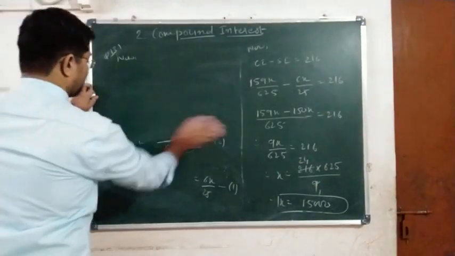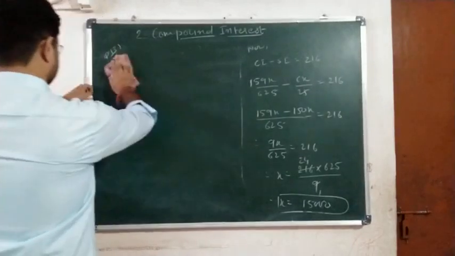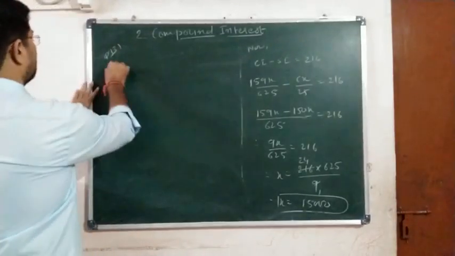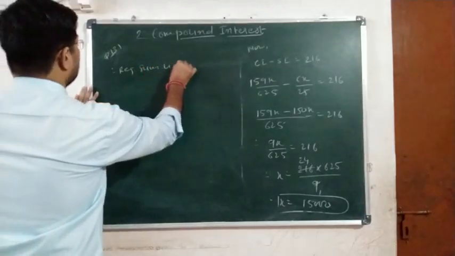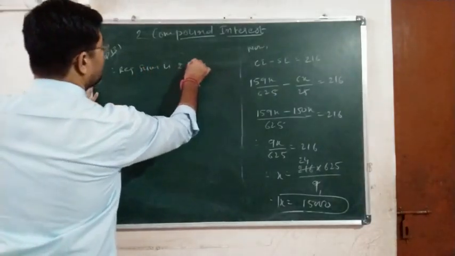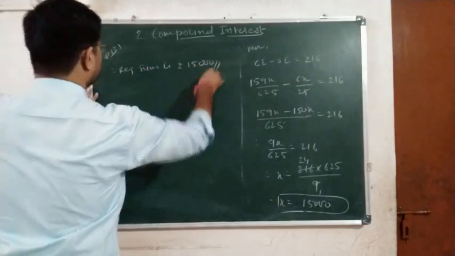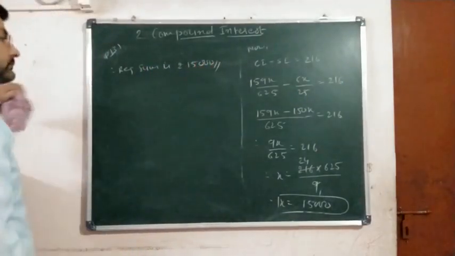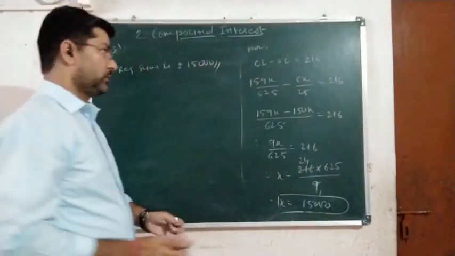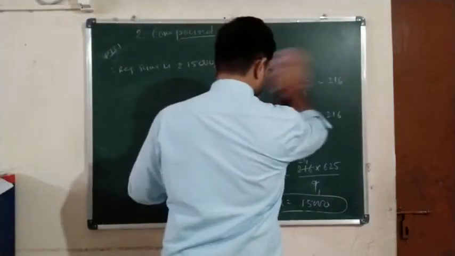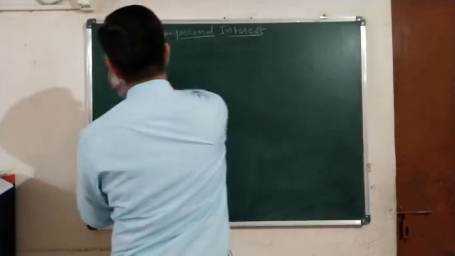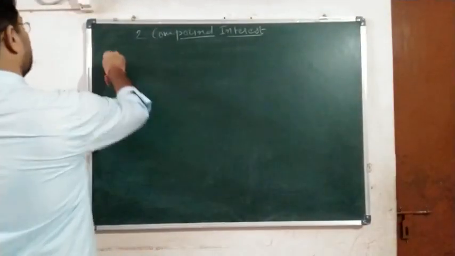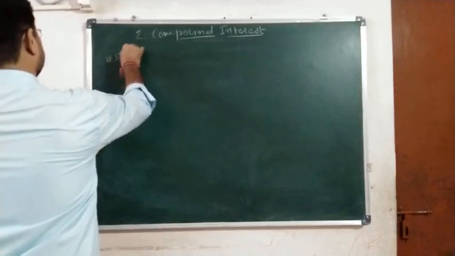And therefore let us write down. Therefore the required sum is rupees 15,000. Clear? So question number 13 is also over. Question number 14 we have already completed. Now we will solve question number 15.